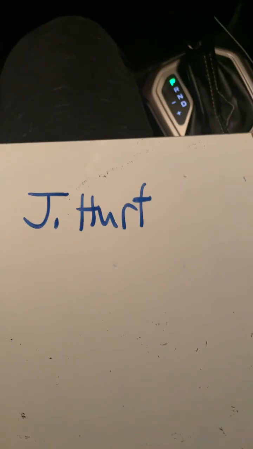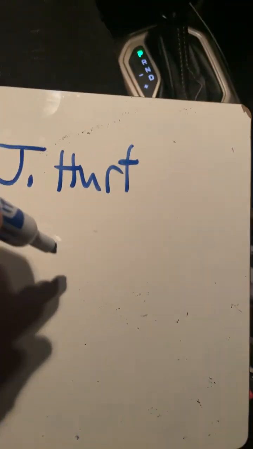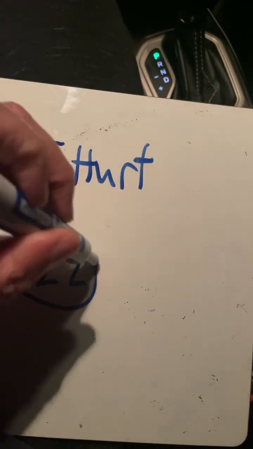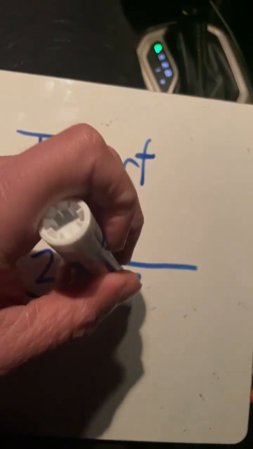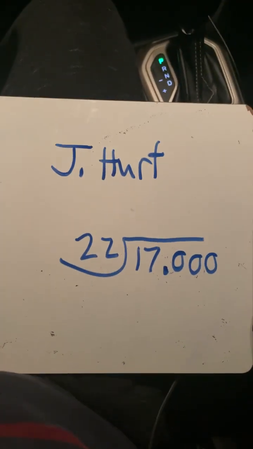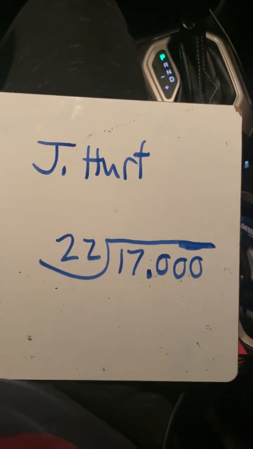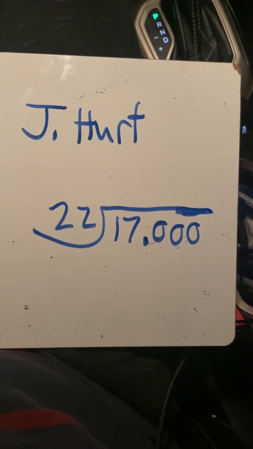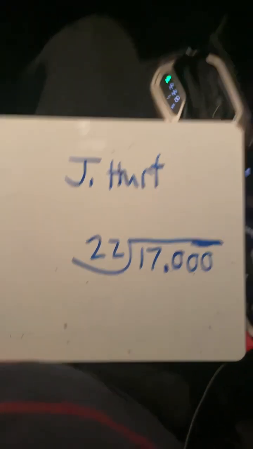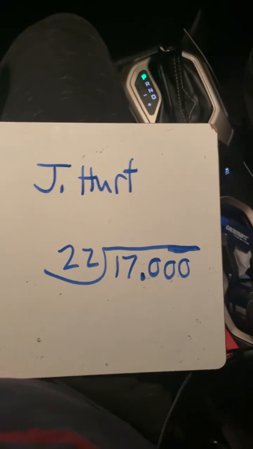So Jalen Hurts, he completed 17 out of 22 passes. So we're going to do 17 divided by 22, decimal point 000. So our first step, again, we are going to divide as if we were dividing a whole number, and then we'll put the decimal point in at the very end. All right, so 170 divided by 22.